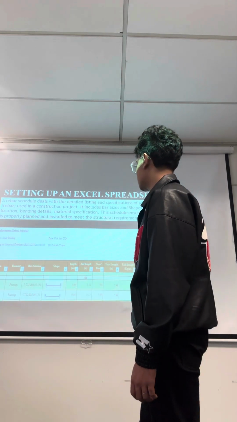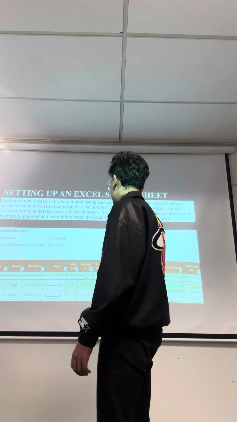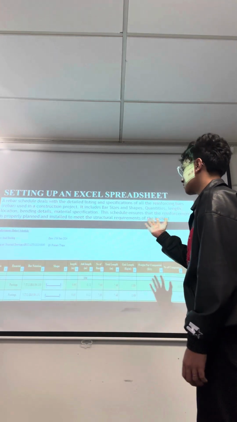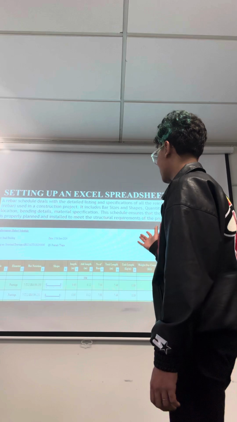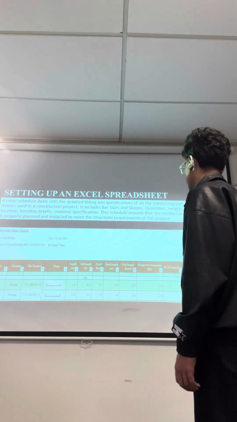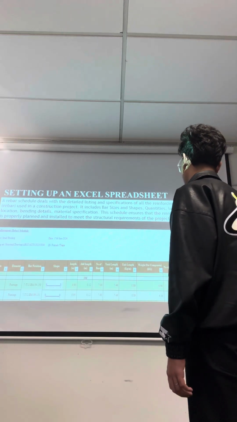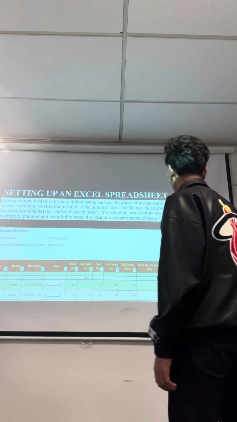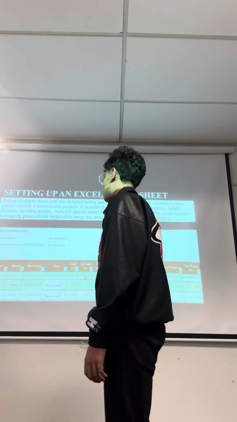So we can see in the following table: code, element, bar notation, shape, length, added length, number of bars, total length, unit length, weight per component, number of components, and total weight in kg.